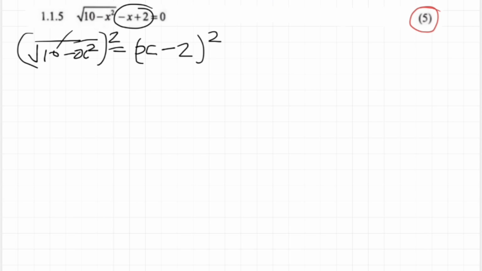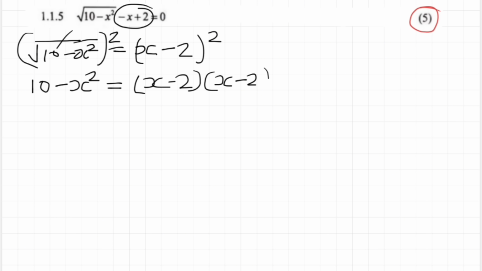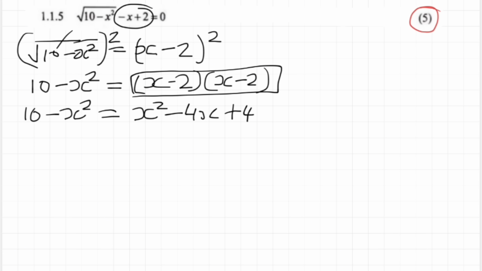Then if we square, we're going to cancel this one here. We're going to be left with 10 minus x squared, which is going to be equal to x minus 2 and x minus 2 over there. So 10 minus x squared. This one I'm going to do a little bit fast. This is going to be x squared minus 4x plus 4. If you distribute this one, I'm going to get that one. I hope by now we're in grade 12, guys. You cannot fail to understand the distribution there.